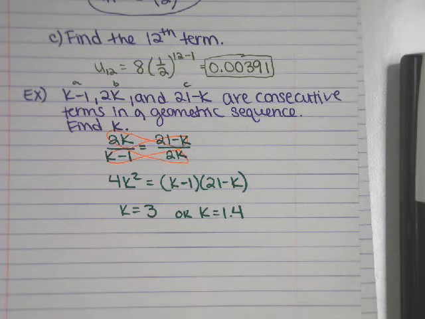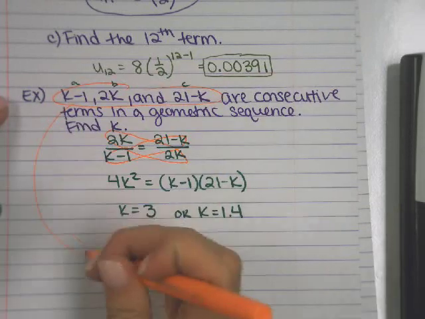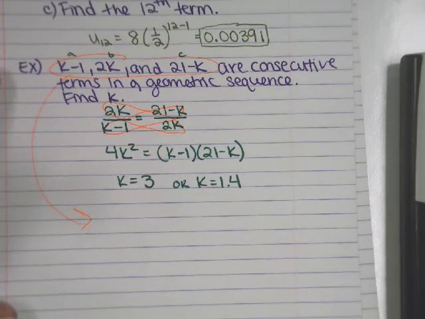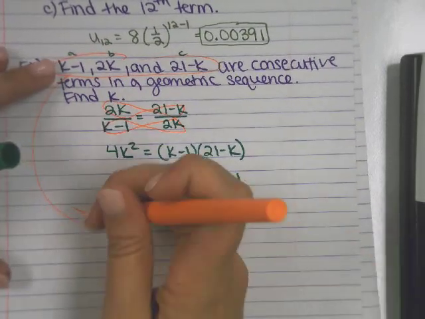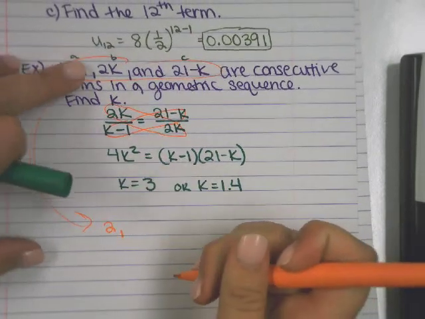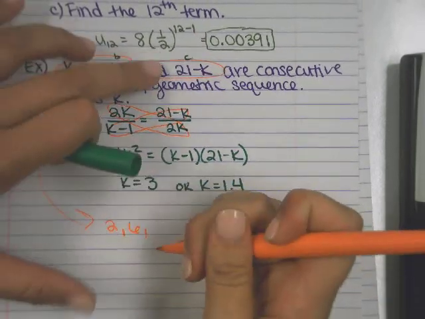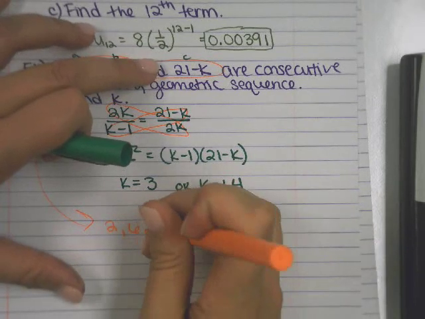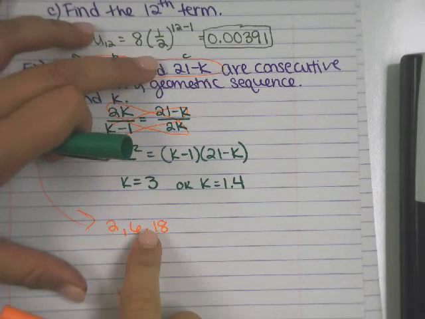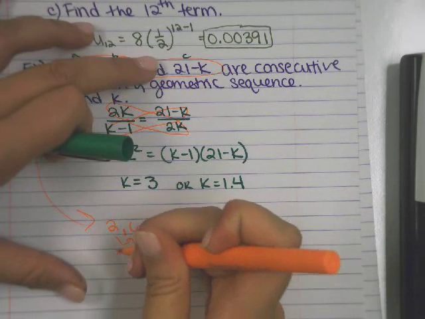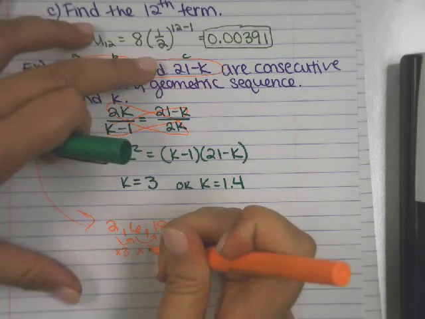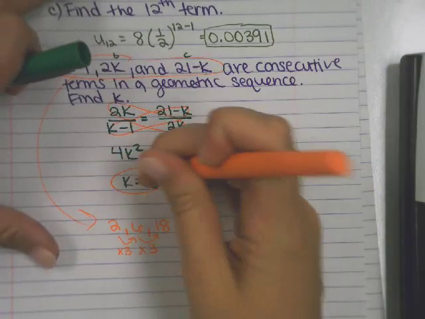So I'm going to start by checking the 3. These are my 3 terms that are supposedly consecutive terms in a geometric sequence. So k is 3, 3 minus 1 is 2, 2 times 3 is 6, and 21 minus 3 is 18. Okay, so that would be multiplying by 3, multiplying by 3. So this one checks out.